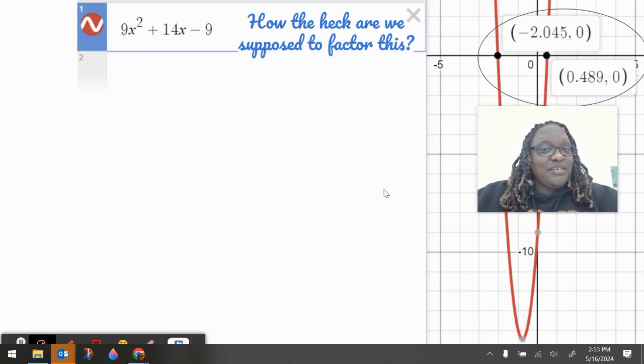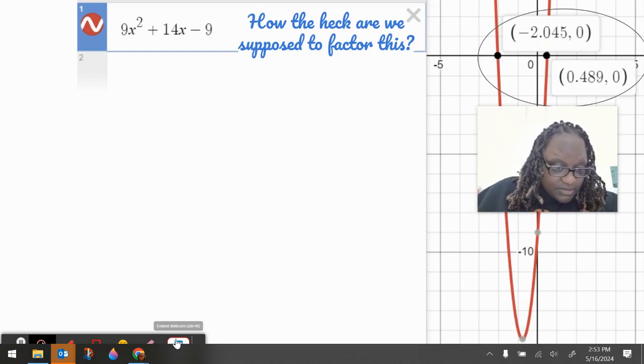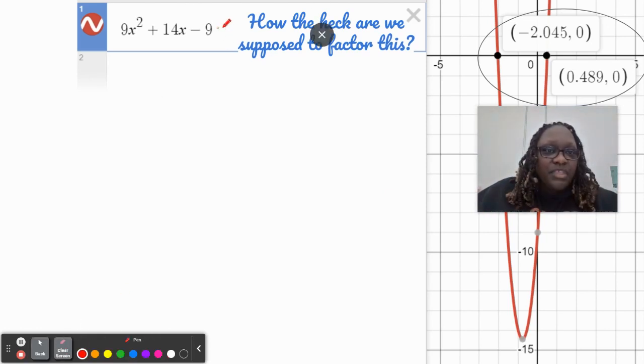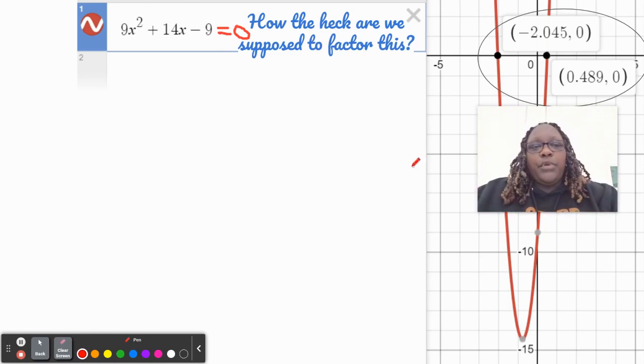So sometimes when we're trying to solve a quadratic function where we're trying to find the zeros, find the x-intercepts, let's see here, pen time. So when the quadratic function is set to 0 and we're trying to find the x-intercepts, we usually like to factor first, but sometimes that's not possible.